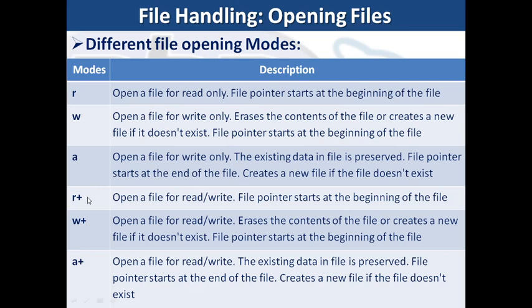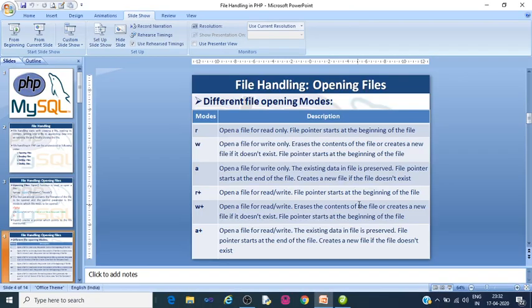R plus opens a file for read or write. File pointer starts at the beginning of the file. It is equivalent to opening a file in R mode, then W mode. It means when you read the file, content will be preserved. But when you write, then as much of the file content will be overwritten as much as we write in that. So let us take it first on the browser.